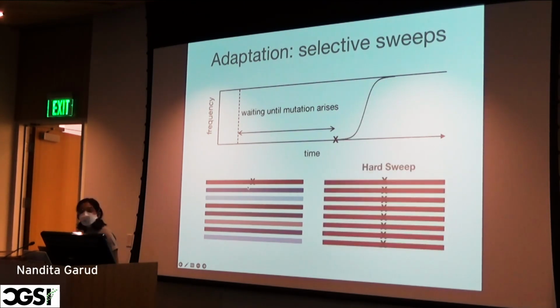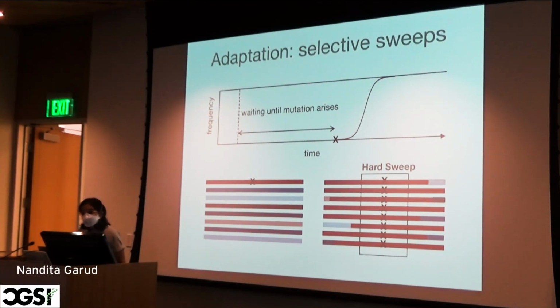And if this mutation survives drift, it will rise to high frequency because it's beneficial, resulting in one common haplotype at high frequency. So this is called a hard sweep, where there's one haplotype at high frequency. Over time, mutations and recombination events will whittle away the signature, but in the vicinity immediately surrounding the adaptive mutation, you're going to have one haplotype at high frequency.